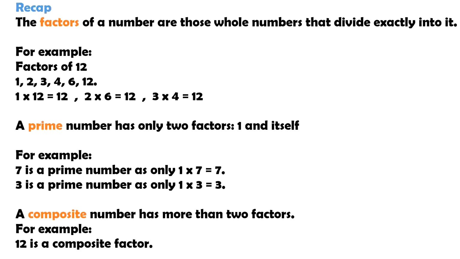To end the video, we're just going to do a quick recap. Remember, factors of a number are those whole numbers that you can divide equally or exactly into it. Our example was 12: 1, 2, 3, 4, 6, and 12, because 1 times 12 is 12, 2 times 6 is 12, and 3 times 4 is 12. Remember, a prime number only has two factors, 1 and itself. Our examples were 7 and 3. And remember, a composite number has more than two factors. Our example for that was 12.